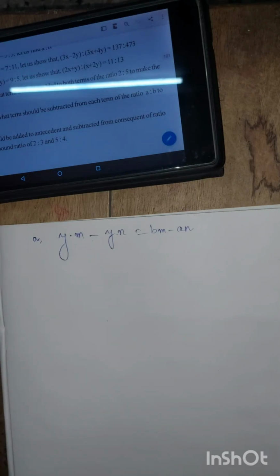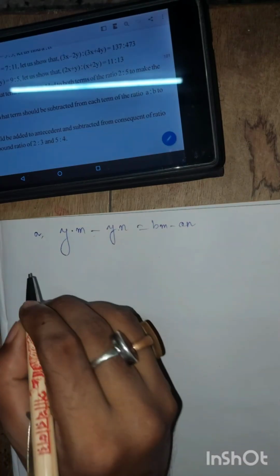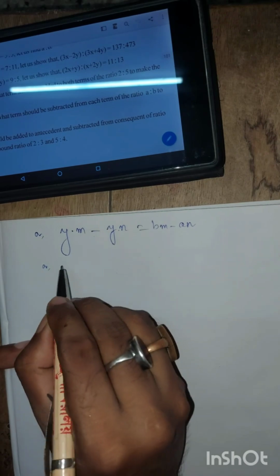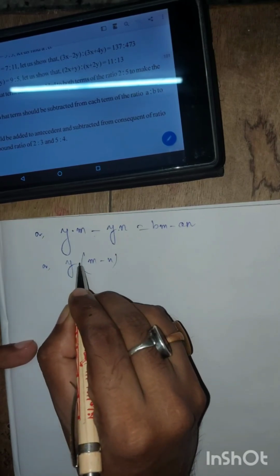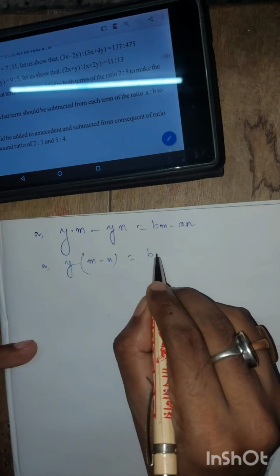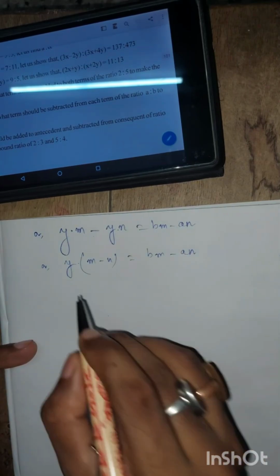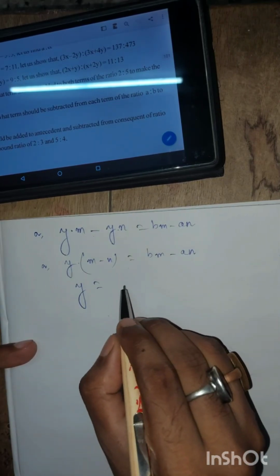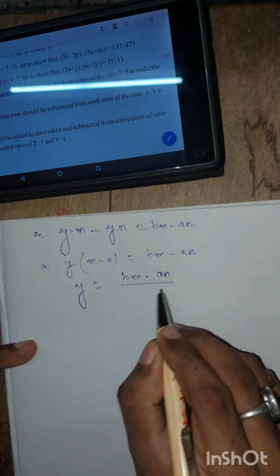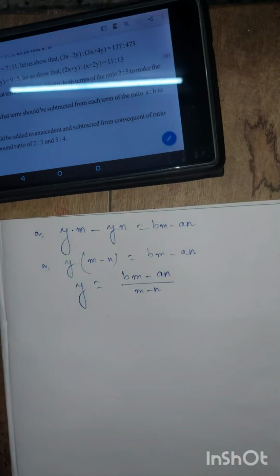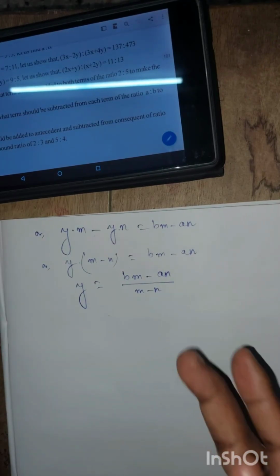So this is what we are getting. Now if we take y common, it becomes y into (m minus n), equal to bm minus an. So y is equal to (bm minus an) divided by (m minus n). Okay, if you want you can shuffle these terms.